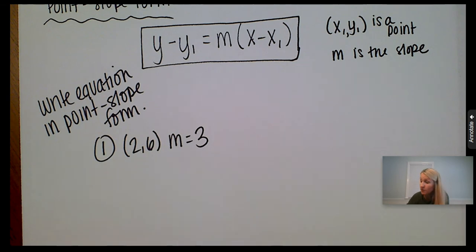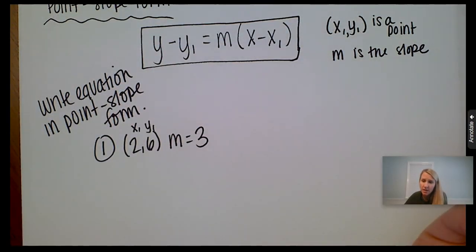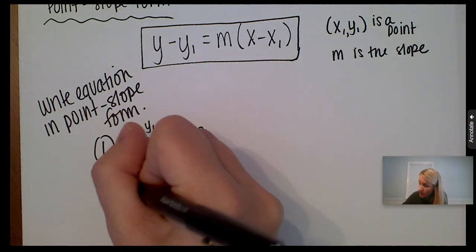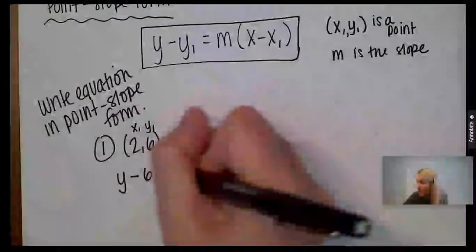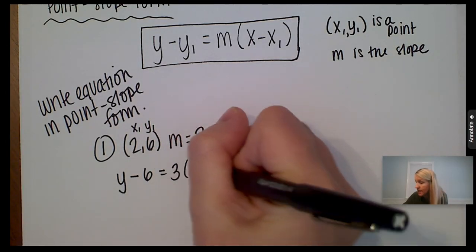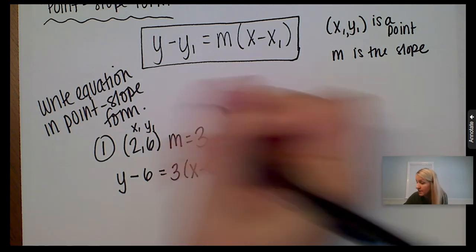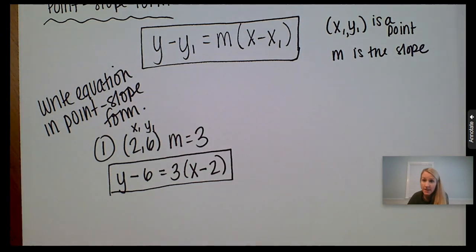So I'm just going to plug in. Remember, this is going to be x1 and y1, and this is going to be m. It's just making sure things go in the right spot. So it would be y minus y1, which is 6, equals m, which is 3, times x minus x1, which is 2. That's what your equation would look like. So that's your answer. I feel like people want to get y by itself. You don't have to, so please don't start rearranging or doing other funky stuff. Literally, that's the equation and you're done.